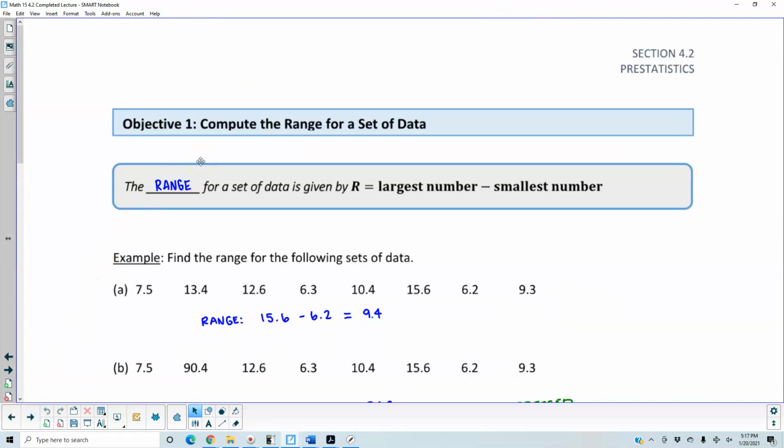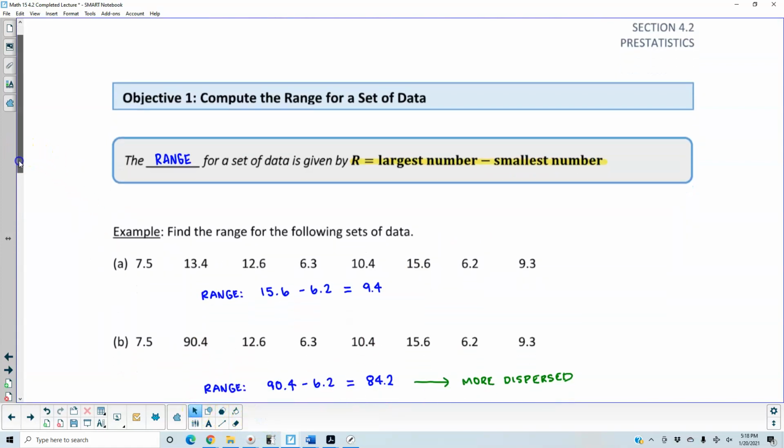Objective 1. Compute the range for a set of data. The range for a set of data is given by R, which is equal to the largest number minus the smallest number. So R, again, the range, is equal to the largest number minus the smallest number.